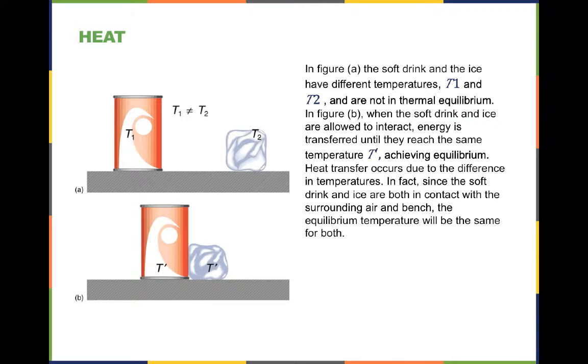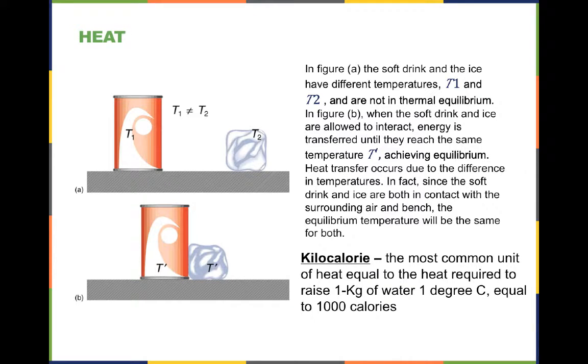Now, obviously, the table and the air around it also is impacted by this effect. In terms of measuring heat, the most common unit of measurement for heat is the kilocalorie. This is equal to the amount of heat needed to raise 1 kilogram of water 1 degree centigrade, and obviously it's equal to 1,000 calories.